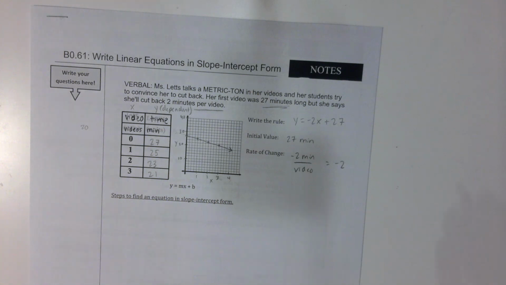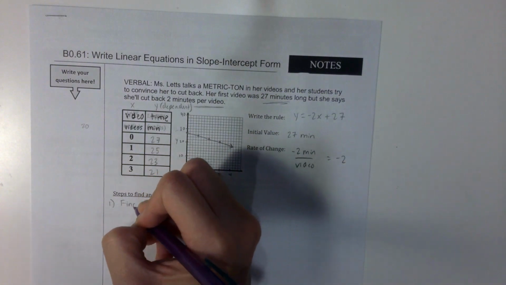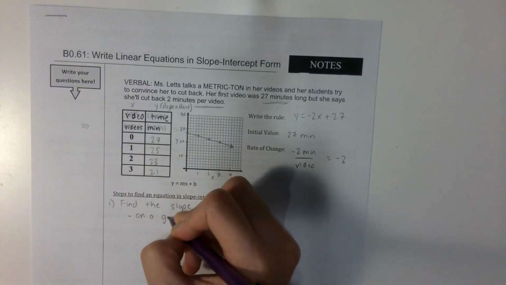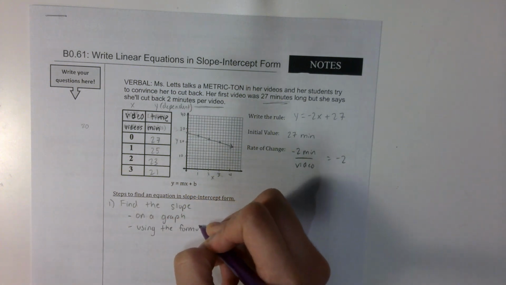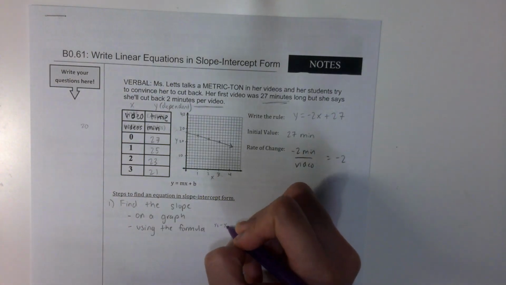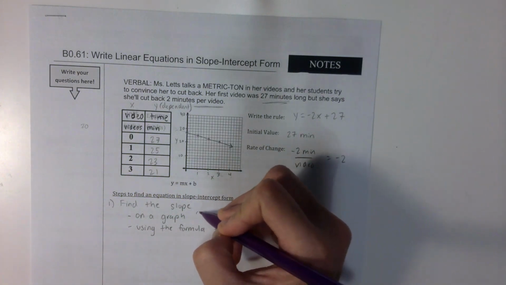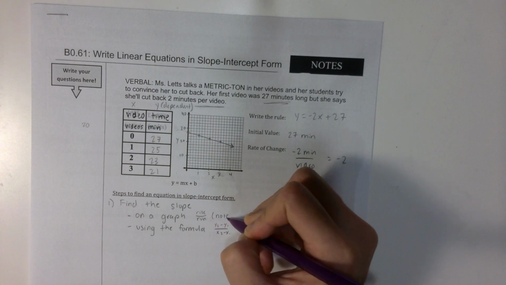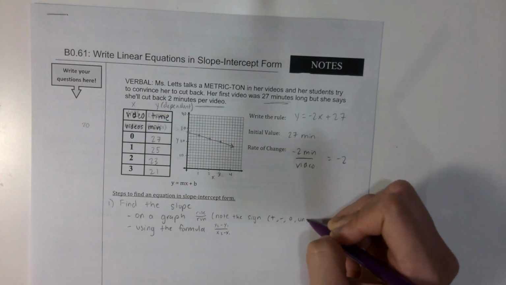Okay, so how do we do this consistently? We have steps to find an equation in slope-intercept form. So let's do step 1. We're going to find the slope. We can either do it on a graph or using a formula. We have y2 minus y1 over x2 minus x1. On a graph, we would do rise over run. And then something to really note, right? Note the sign. So is it positive, negative, 0, or undefined.